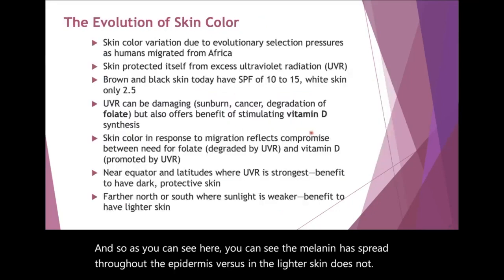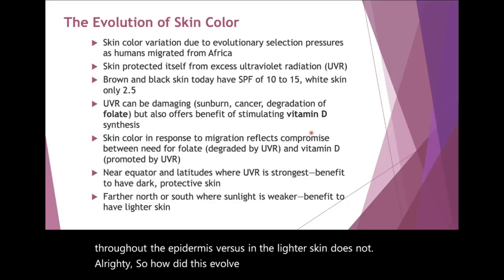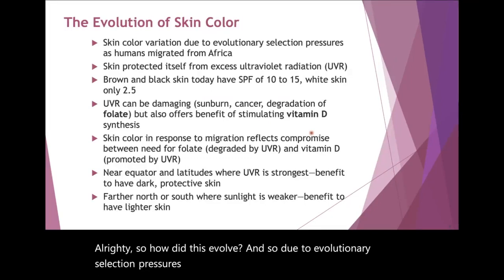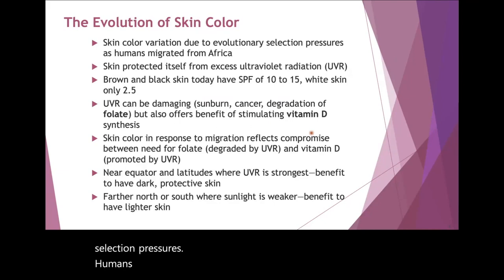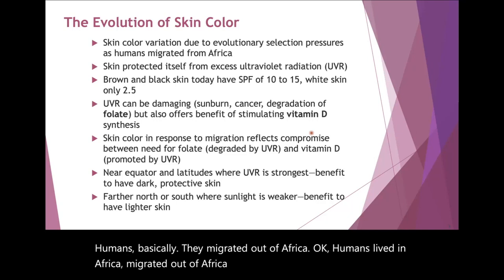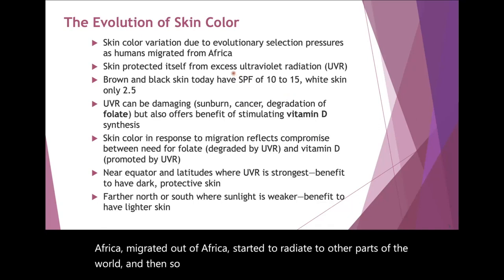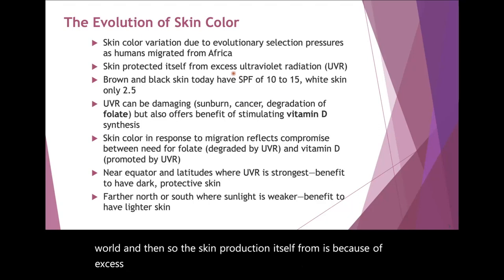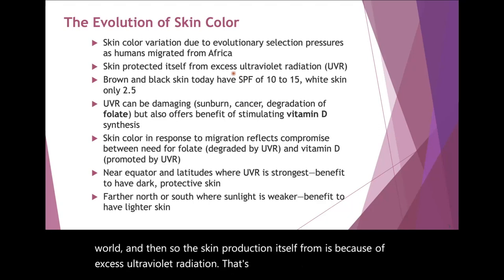Alrighty, so how did this evolve? Due to evolutionary selection pressures, humans basically migrated out of Africa, okay? Humans lived in Africa, migrated out of Africa, and started to radiate to other parts of the world. And the skin pigment production itself is because of excess ultraviolet radiation that was in Africa.